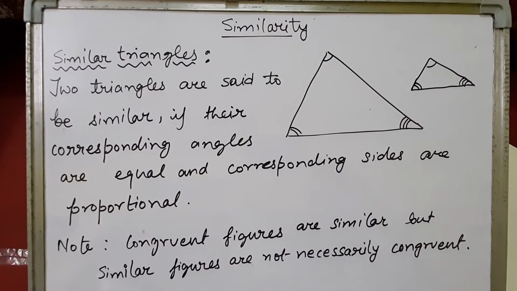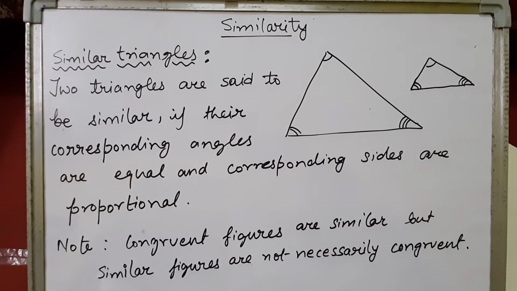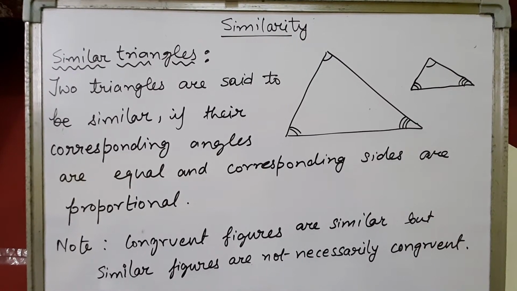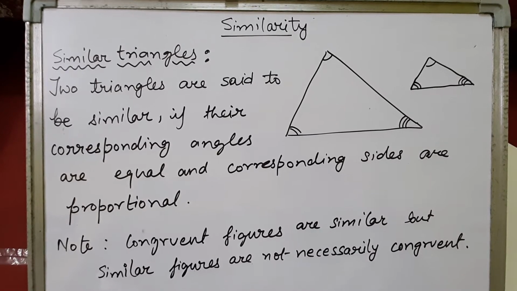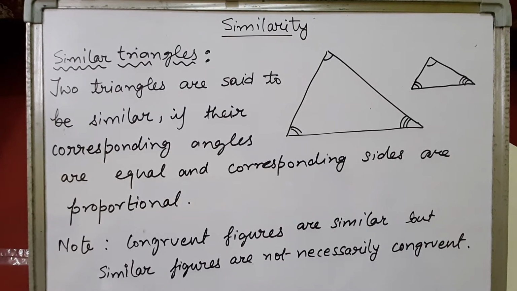And today we are going to start a new topic: similarity. First of all, try to understand the word similarity. Now we have studied about congruency. Congruency means two figures which are looking similar and their sizes are also the same or identical. Then those figures will be called congruent. But similar figures are those figures which are looking similar but their sizes are not the same.